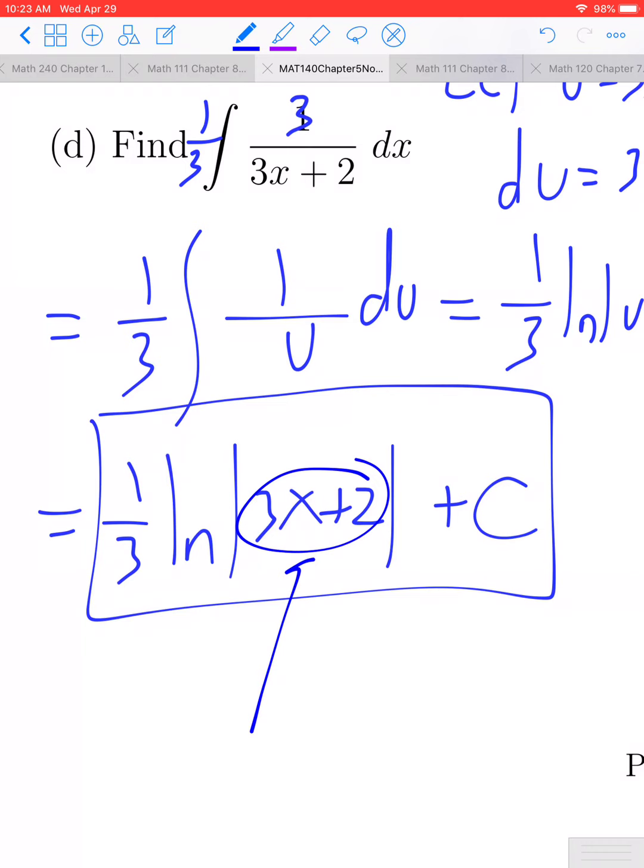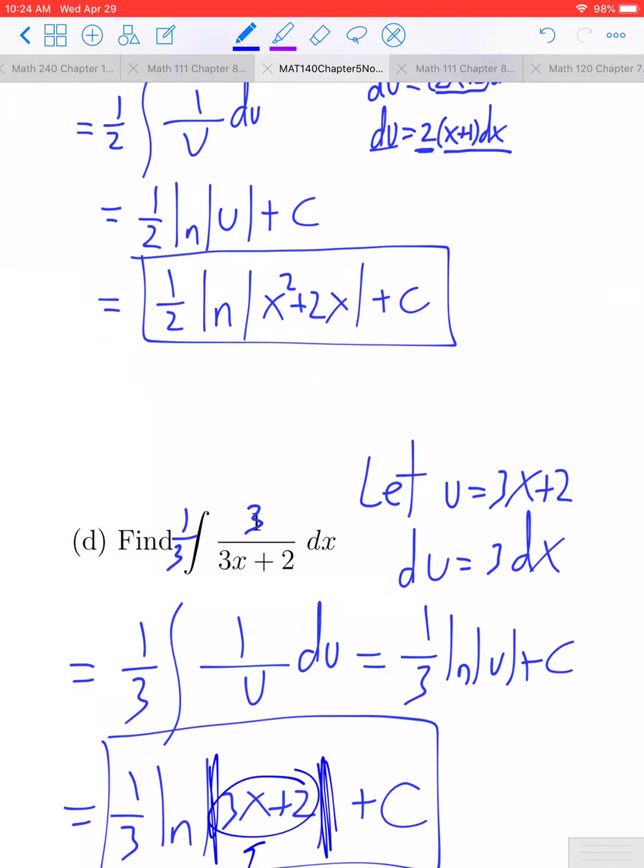For example, if you plugged in x equals negative 1, x equals negative 2, etc., the inside of that natural log would be negative, and so here you absolutely have to have the absolute value bars, because for certain values of x, the quantity 3x plus 2 could be negative.